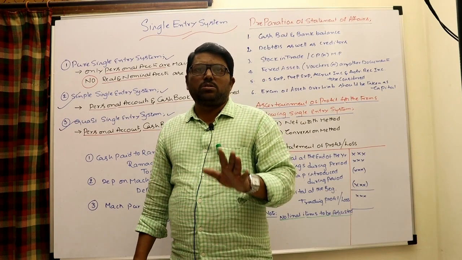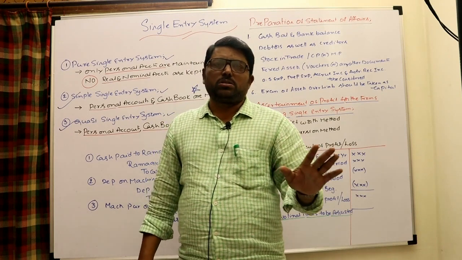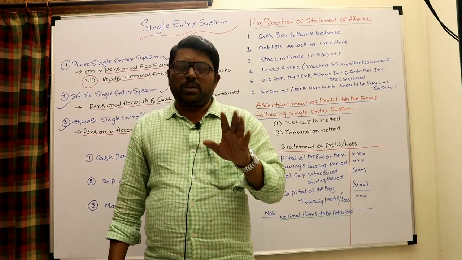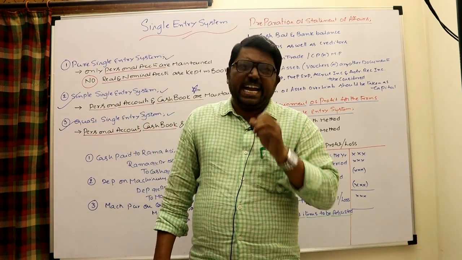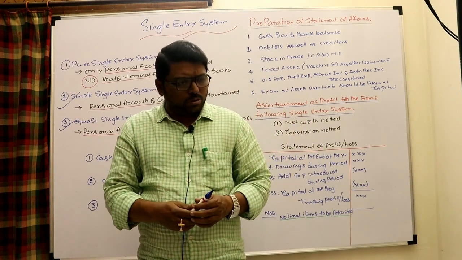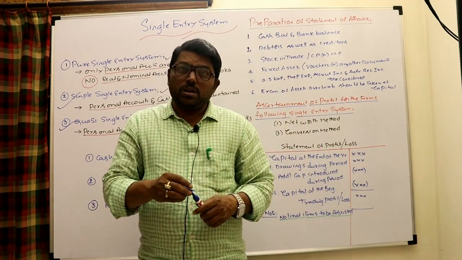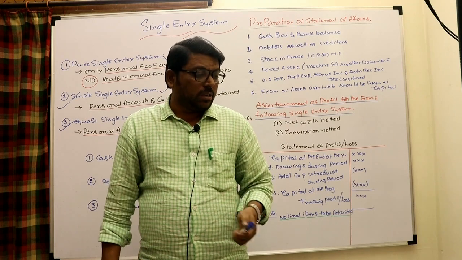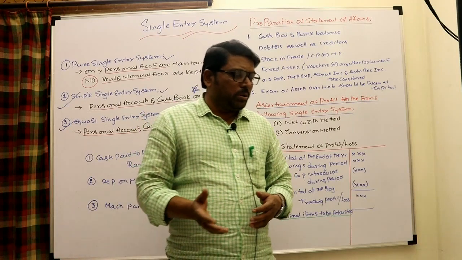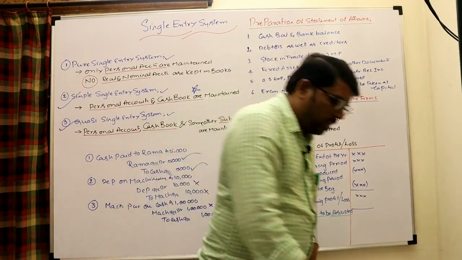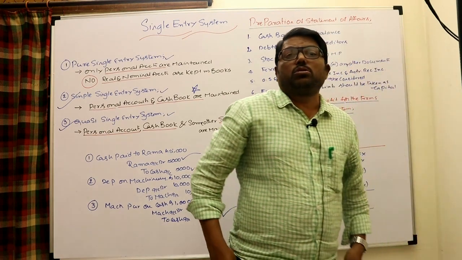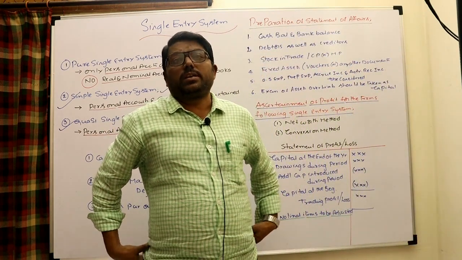Means throughout the period they maintain only personal accounts and a cash book. No real accounts and no nominal accounts. And immediately there will be a big question mark in our mind. What is the big question mark? When the nominal accounts are not maintained here, how are we able to know the profit or loss? Because profit or loss can be known only by the nominal accounts.